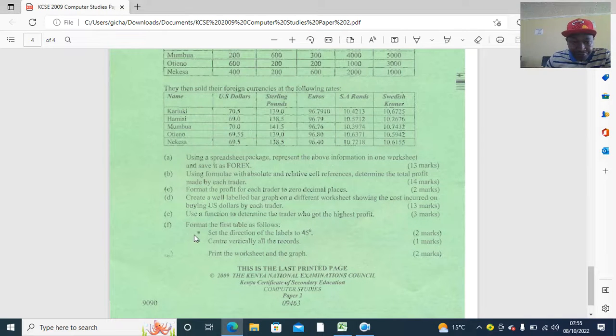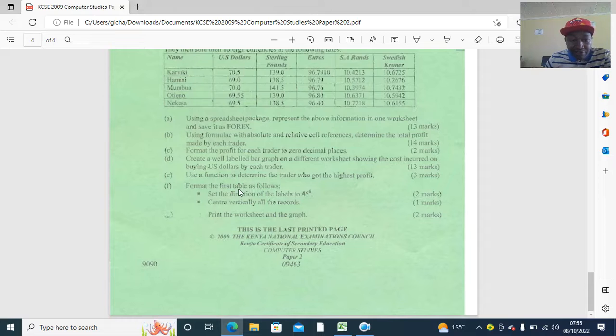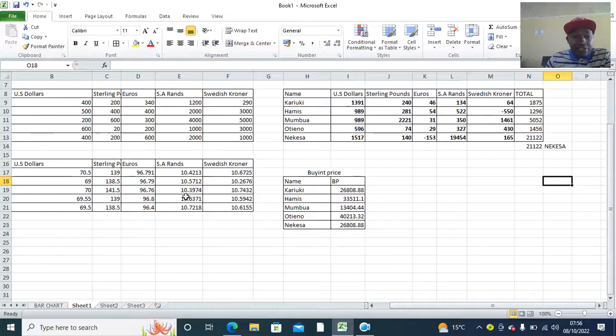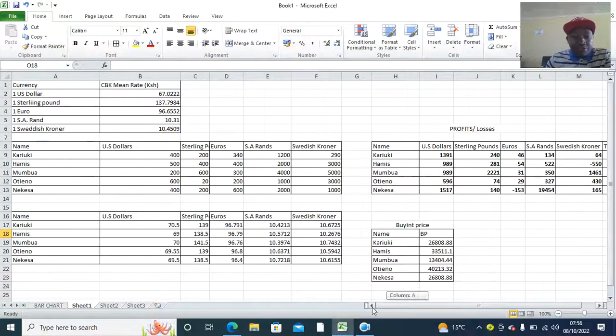Then from there, format the first table as follows. Set direction of the labels to 45 degrees. Center vertically the records. So you just do that. You just go to the first table. This is our first table. Highlight it. Then apply the instructions given, that set the direction to 45 degrees.